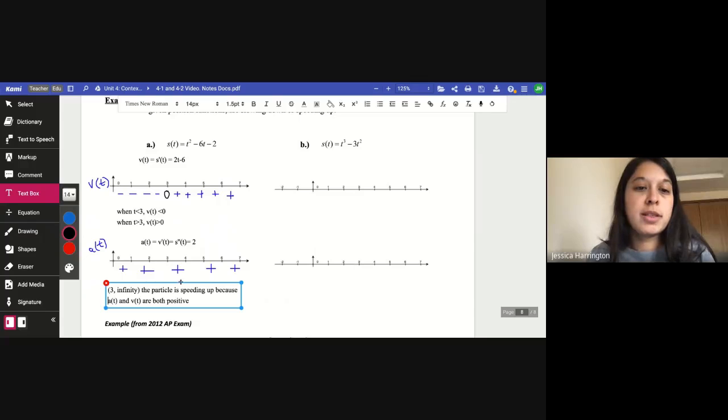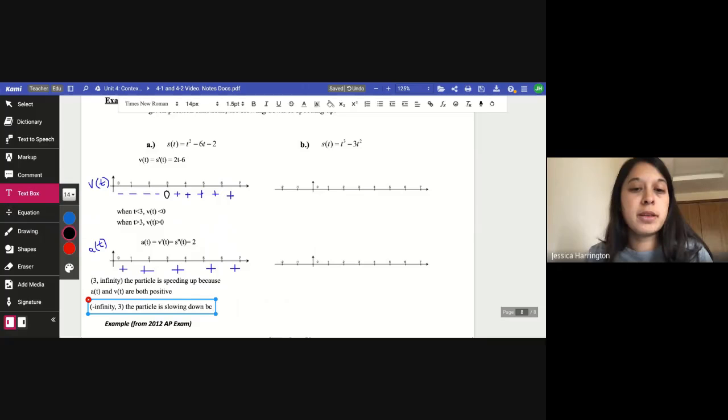Underneath. And then when is this thing decreasing? Well, it's decreasing when the signs are different. So that's from negative infinity to 3. The particle is slowing down because a of t is greater than 0, or positive, right? And v of t is less than 0.